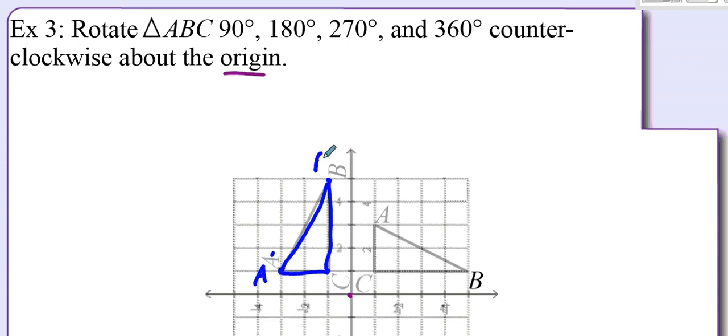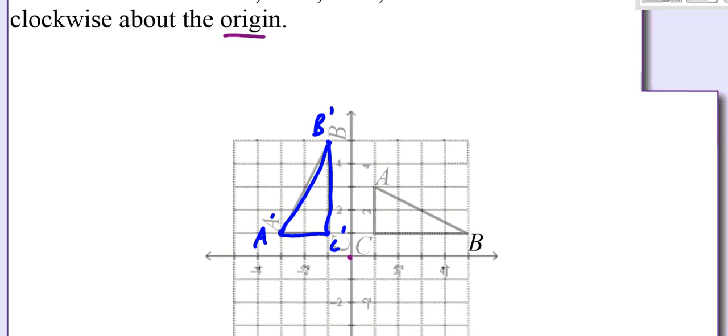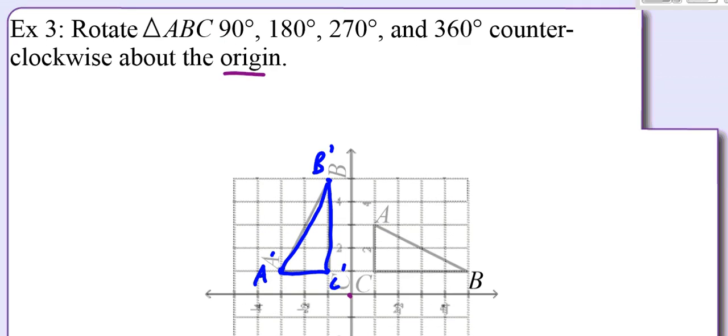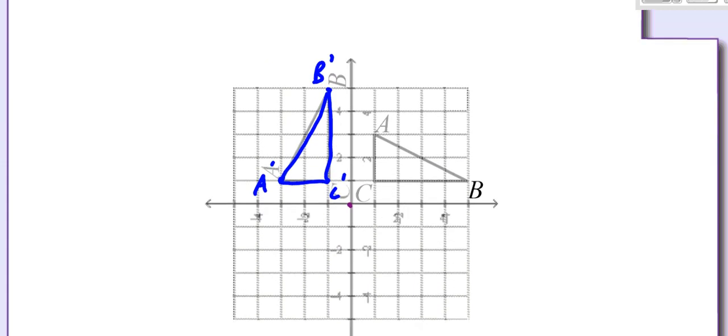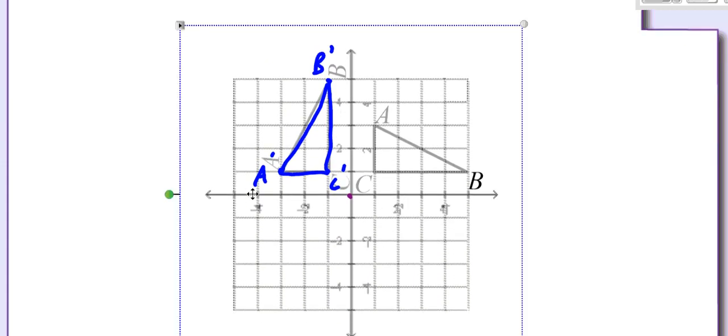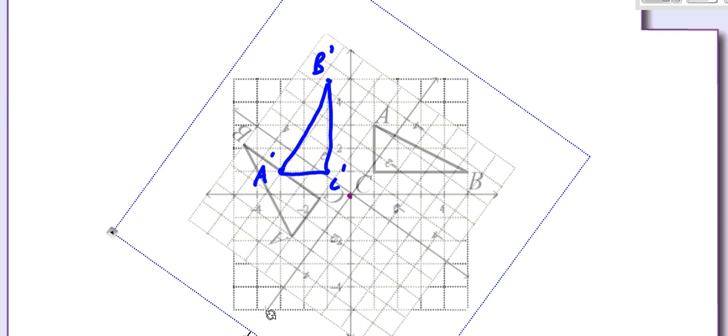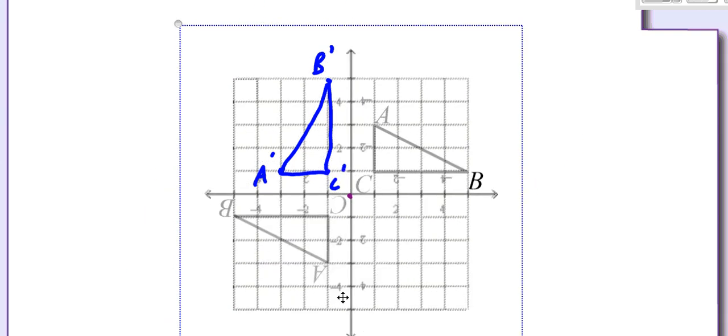A prime, B prime, C prime. So that was 90 degrees counterclockwise. You can turn it again, another 90 degrees. Now you're at 180. And then lift up your tracing paper.